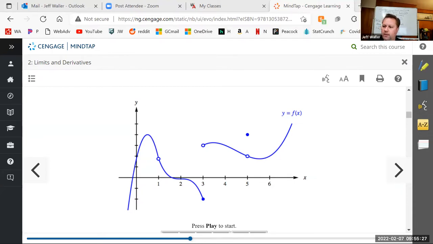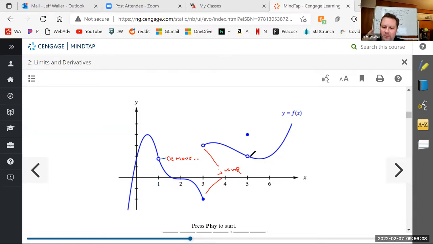Now, somebody else tell me what kind of discontinuity do you see at 1? Removable. Kick ass. Hold on. Let me change colors here. Okay. So this is removable. What about at 3? Jump. This could be a little tricky, but what about 5? Shouldn't be tricky. Jump.